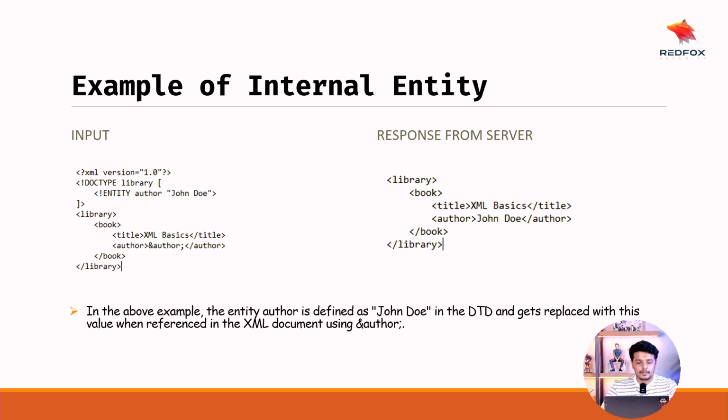So what is happening over here? John Doe is a string stored in the author entity. When you call this author entity in the XML document, that is &author;, you will get a response from the server saying something like XML basics and John Doe in the author. So it is getting referred directly. This is a basic example of what an internal entity is.